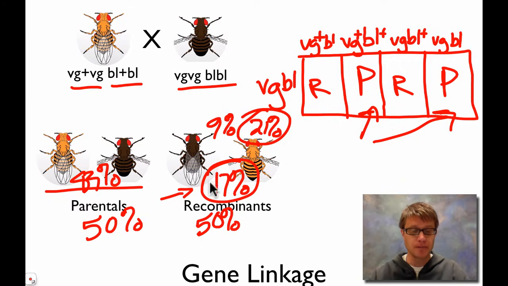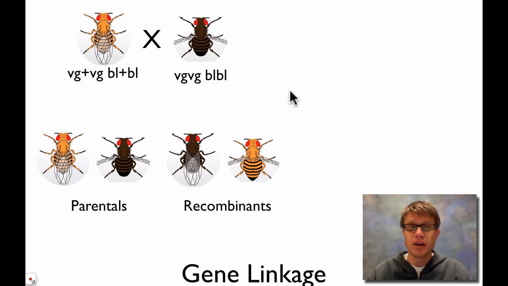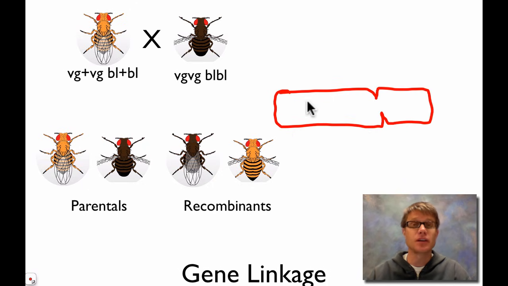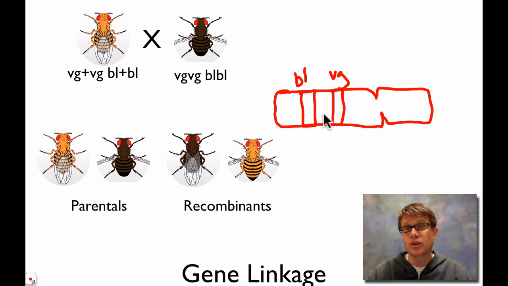What he figured out, let me clear this out, is that there are going to be chromosomes. The chromosomes look like this. And some genes are going to be found on the same chromosome. So we might have the BL mutation right here, and we might have the VG mutation right here. Since they're on the same chromosome, they're going to follow each other through generation after generation. And since they're tied together, we're going to have more of the parental types than we are of the others.